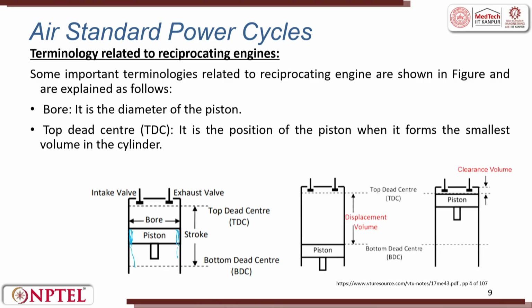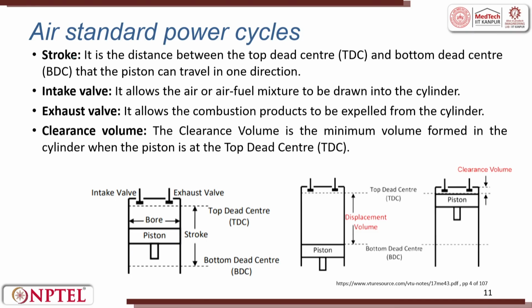Bore is the diameter of the piston. Top dead center is the position of the piston when it forms the smallest volume in the cylinder. So, it is the top dead center, smallest volume. And stroke is the distance between the top dead center and the bottom dead center. The piston travels one stroke in one direction. That length is called a stroke.